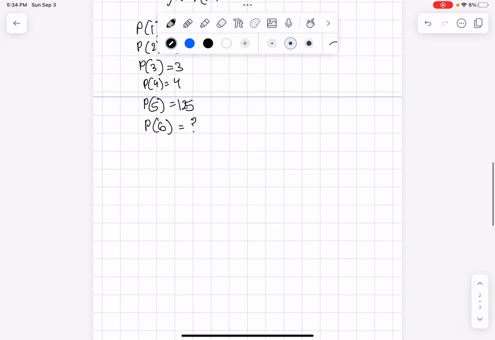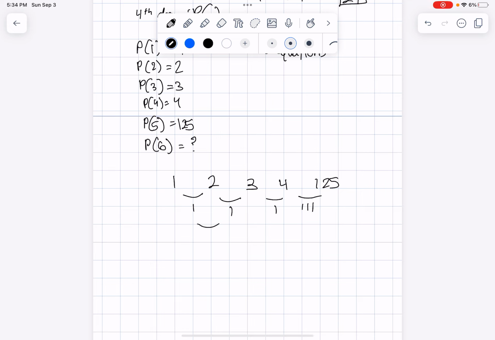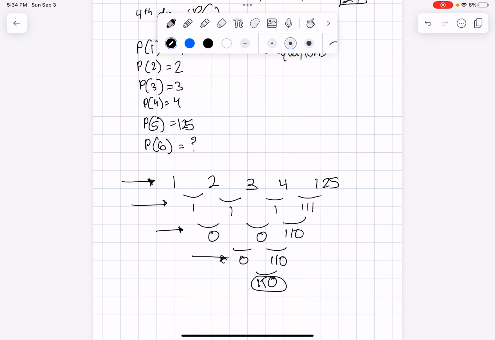So if we use the previous method, we see that we can just put these in a line, 1, 2, 3, 4, 125, and just find the difference. So this is 1, 1, 1, 121, then 0, 0, 120, then 0, 120, and 120 is the difference. The constant difference, this is linear, this is the quadratic, this is the cubic, and this is our original quartic equation. So now that we know the constant difference, we can add it to this value here.